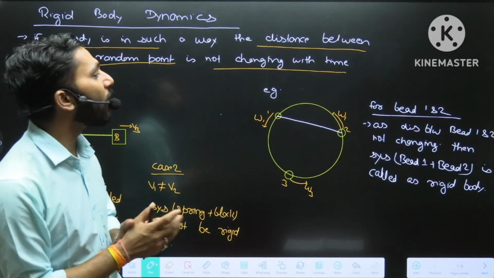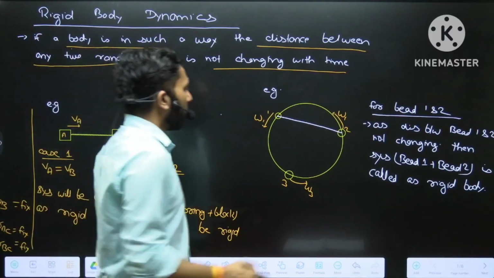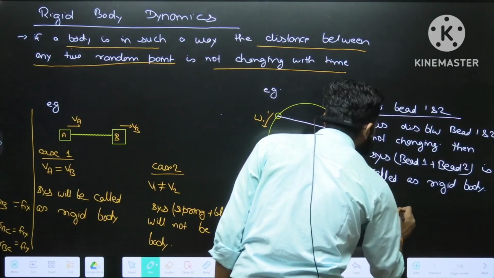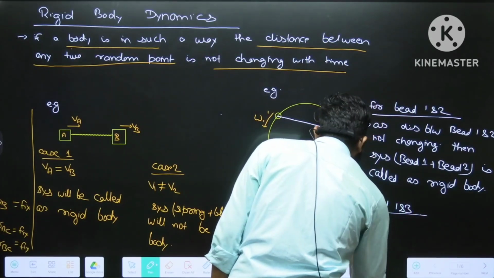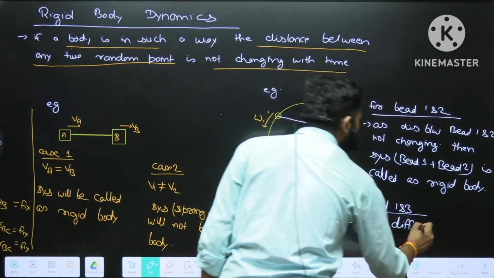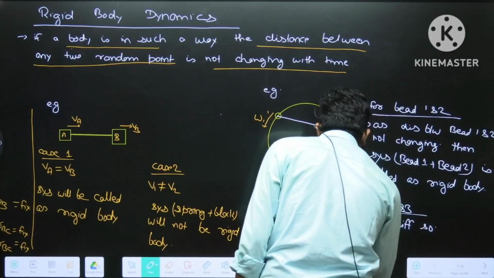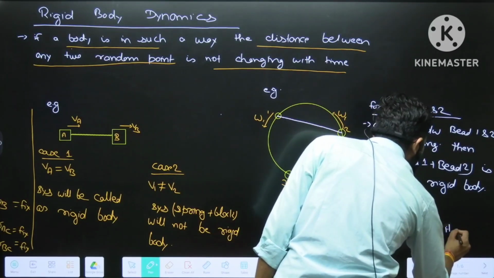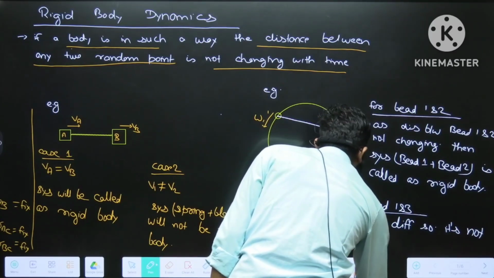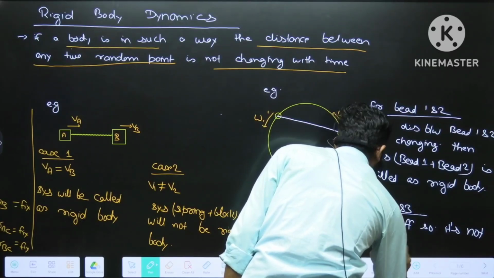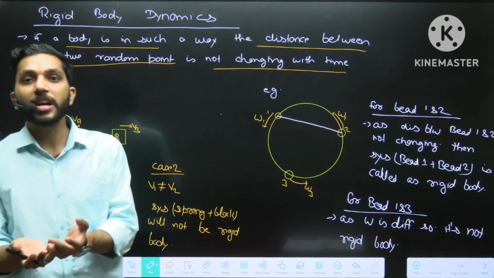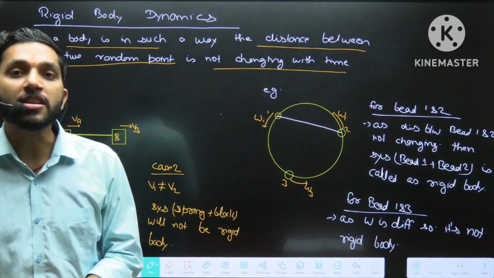I think this is clear to you. What is the meaning of rigid body, right? For body 1 and 3, as omega is different, so it is not a rigid body. I hope by this we have cleared the concept of rigid body, when it is called a rigid body and when the system will not be called a rigid body.